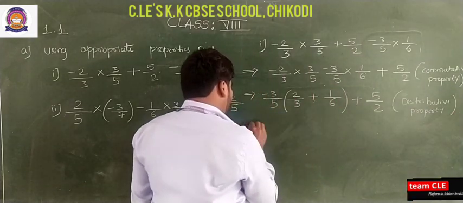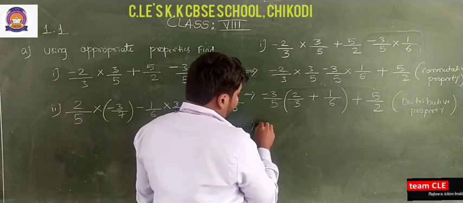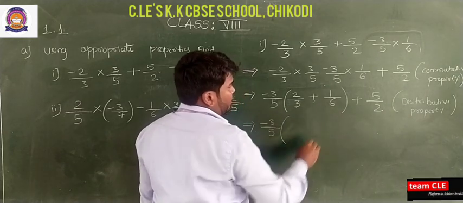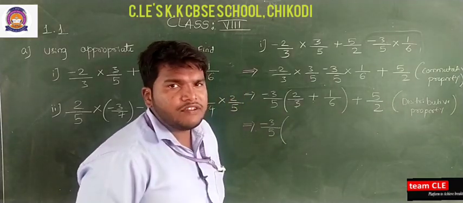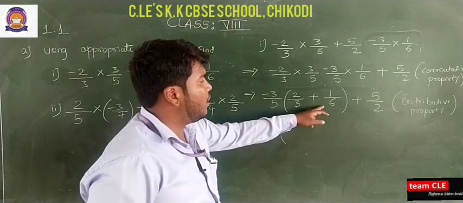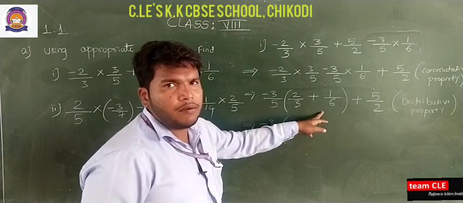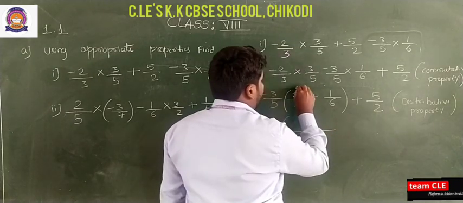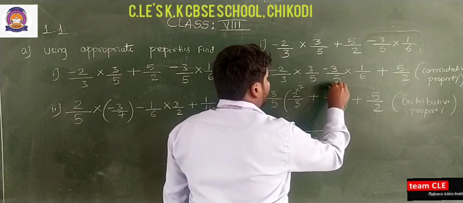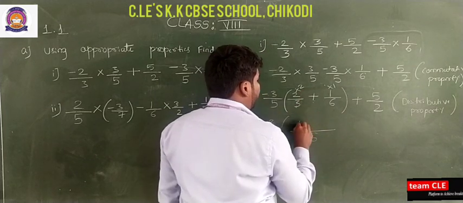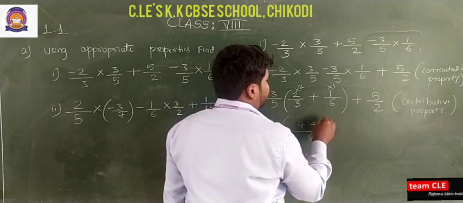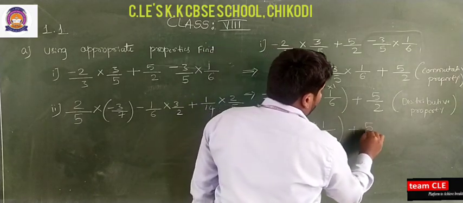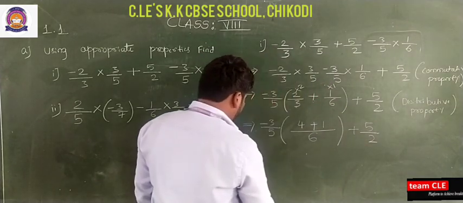Okay, so now minus 3 by 5 as it is. Now see 3 and 6. What is the LCM of 3 and 6? By seeing, both numbers are in the same table, the LCM is 6. 3 2s are 6, 1s are 6. So 2 2s are 4, plus operation as it is, 1 1s are 1, plus 5 by 2. Now just try to equate this.